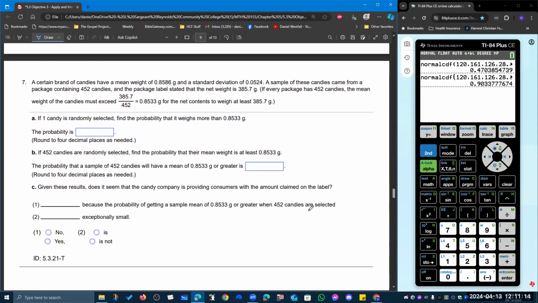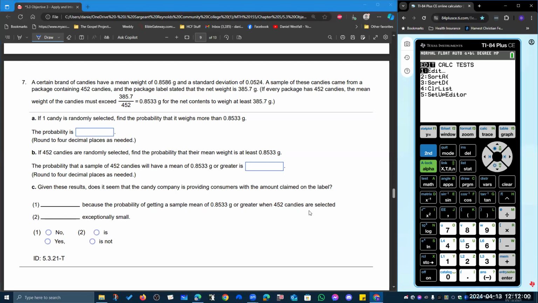A certain brand of candies has a mean weight of 0.8586 grams and a standard deviation of 0.0524 grams. A sample of these candies comes from a package containing 452 candies, and the package label stated that the net weight is 385.7 grams. If every package has 452 candies, the mean weight of each individual candy must exceed this for the net contents to weigh at least that much. So if one candy is randomly selected, find the probability that it weighs more than that much.